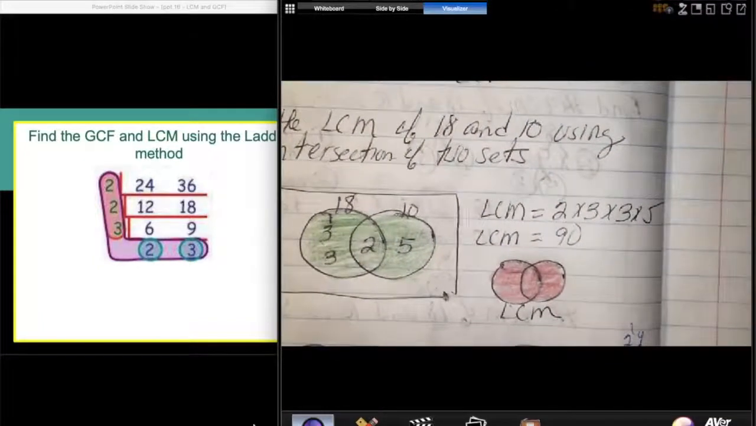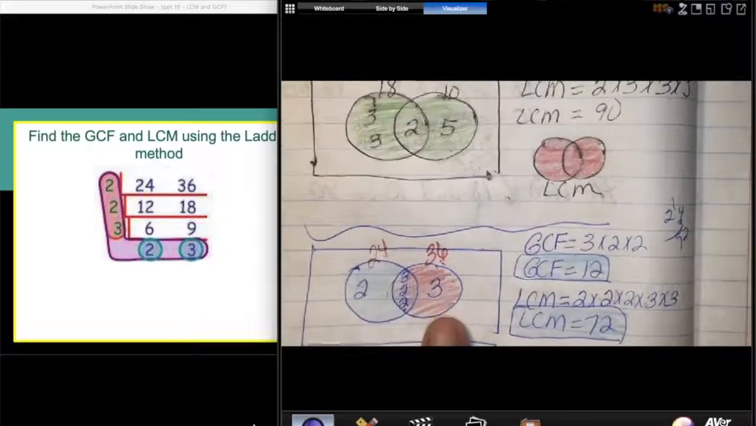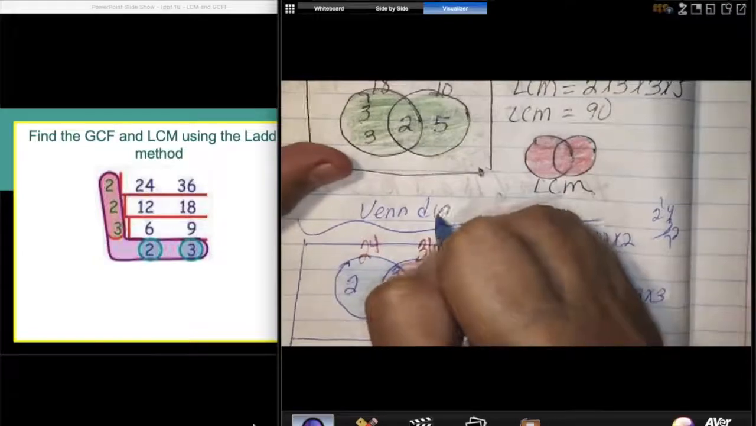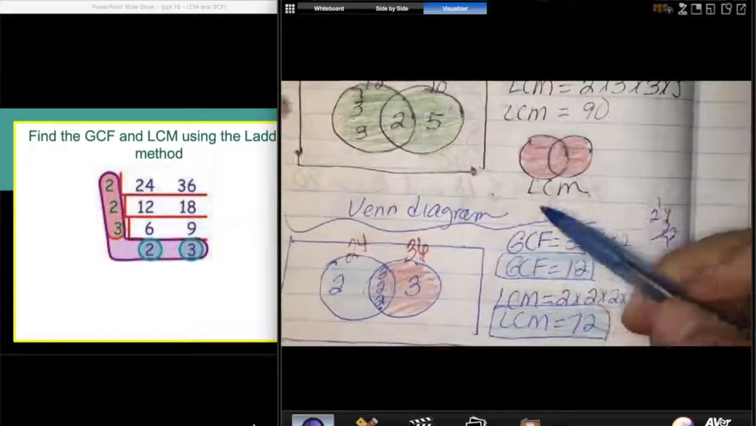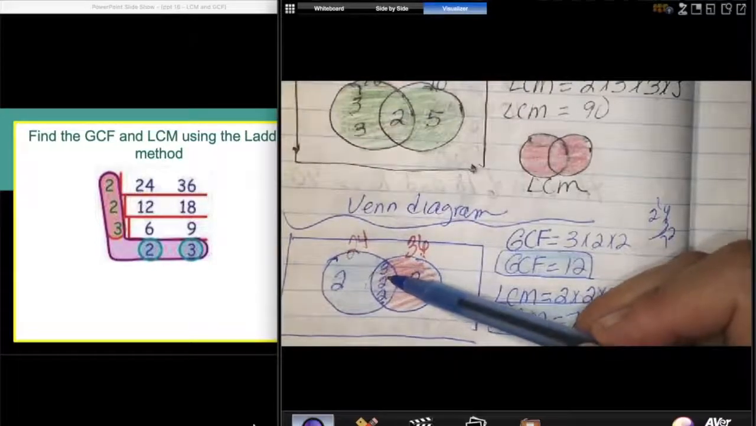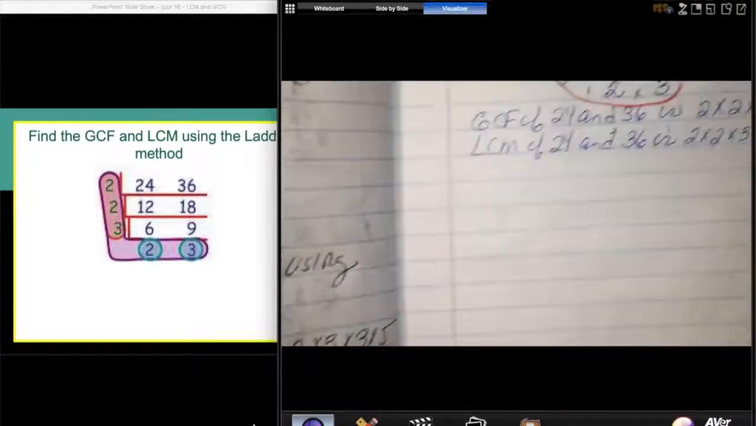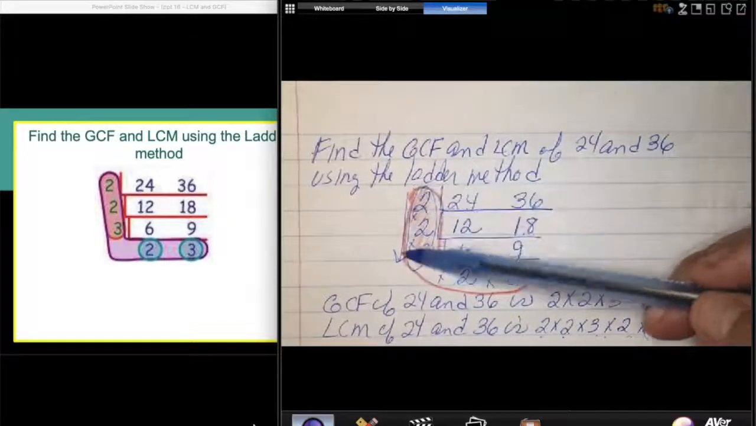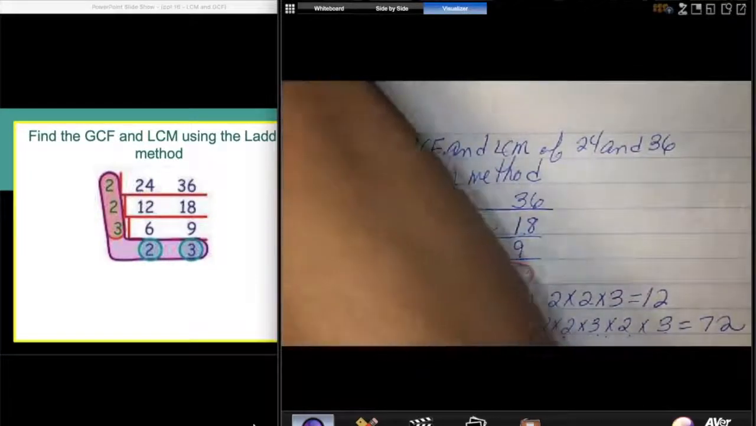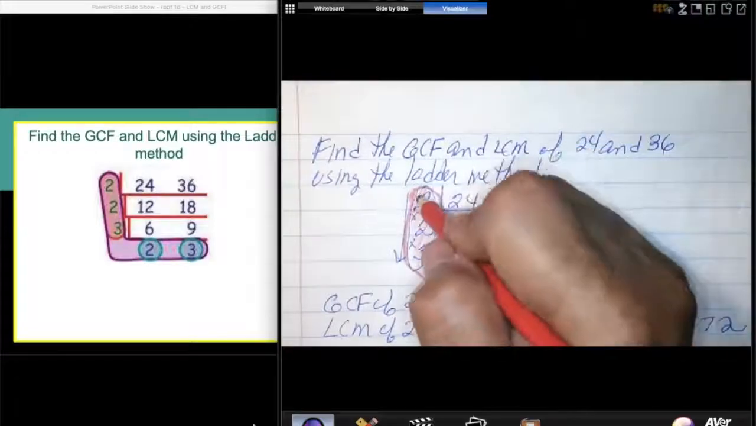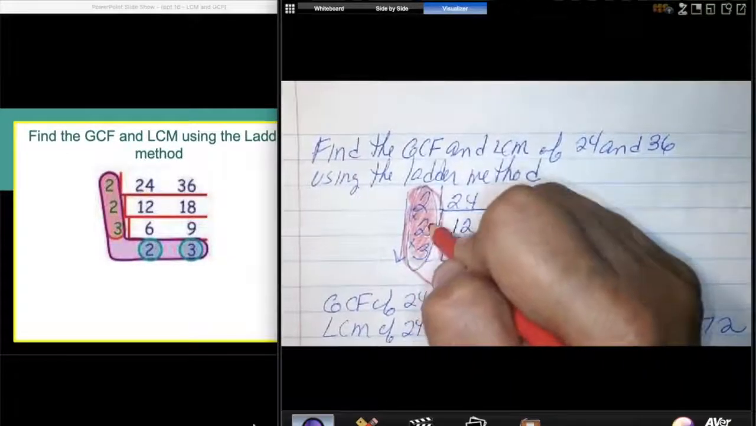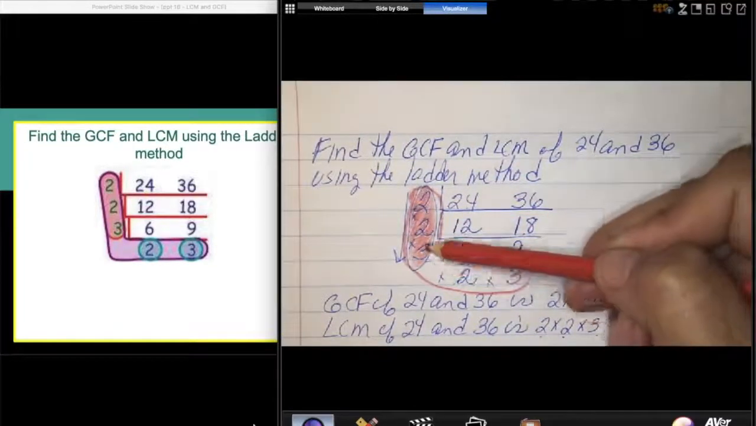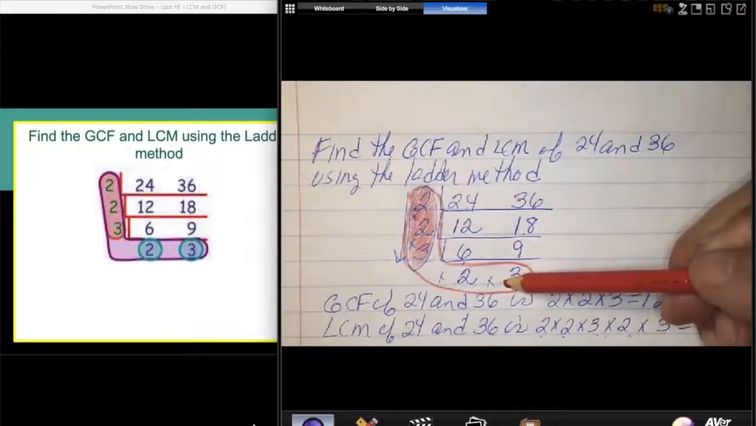In that method, we did 24 and 36 using a Venn diagram. Let's write that word down. I don't know if we wrote it down. In a Venn diagram, it also gave us both the GCF and the LCM. The latter method also gives us the GCF and LCM. The first three numbers, if you want to darken those a little bit more so they stand out, the factors on the left are my GCF. However, if I continue multiplying the L, all of these will give me the LCM.